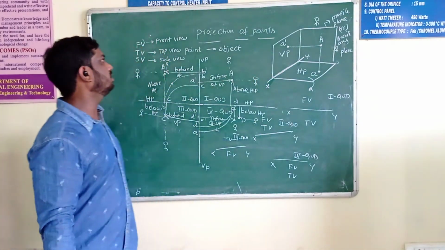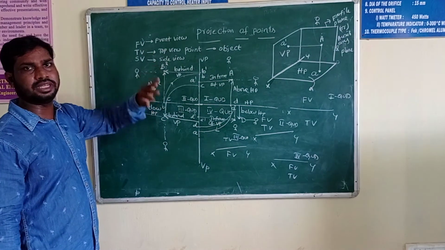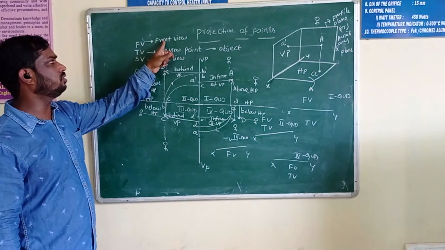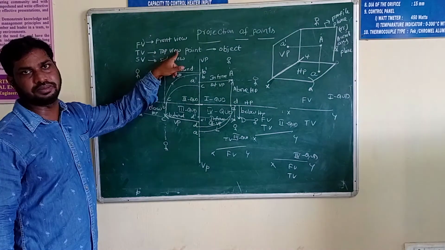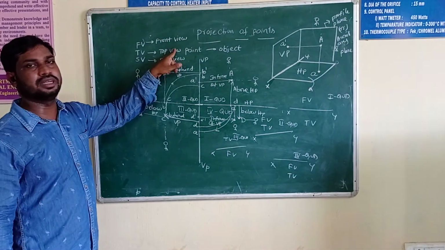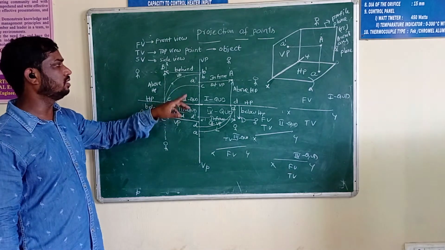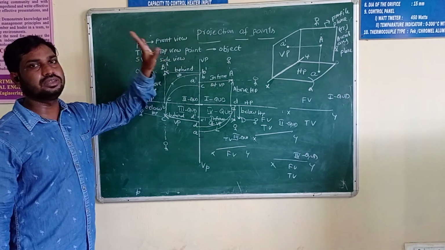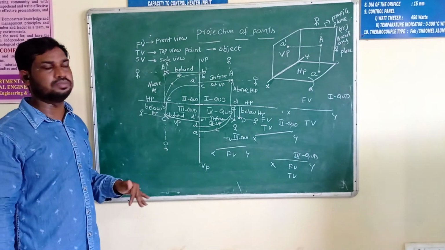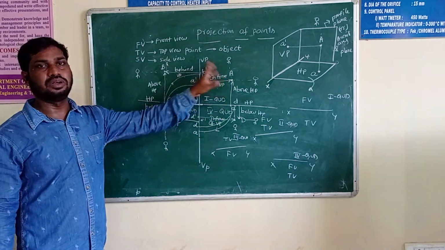That is the total area, but the very important ones in this main projection of points are front view and top view. Those are the only two main important views. You can understand how we are getting the front view and top view, and what the terminologies are about the points.